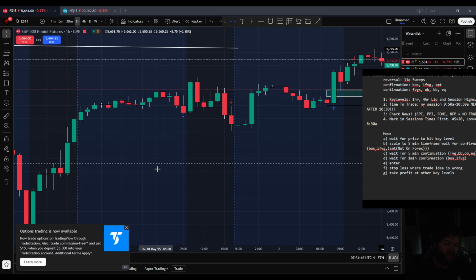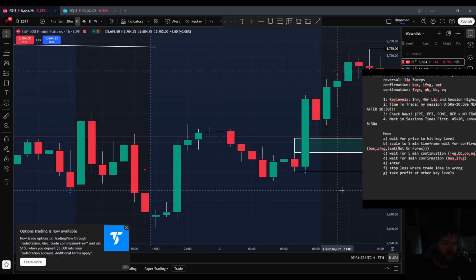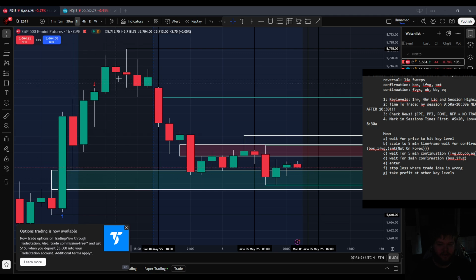They say that price should continue higher, which it has. From this fair value gap, it continues higher. From this one, it continues higher. And then even from this one, it continues higher. Though this one has not been inverted yet. So that one filled a breaker block.